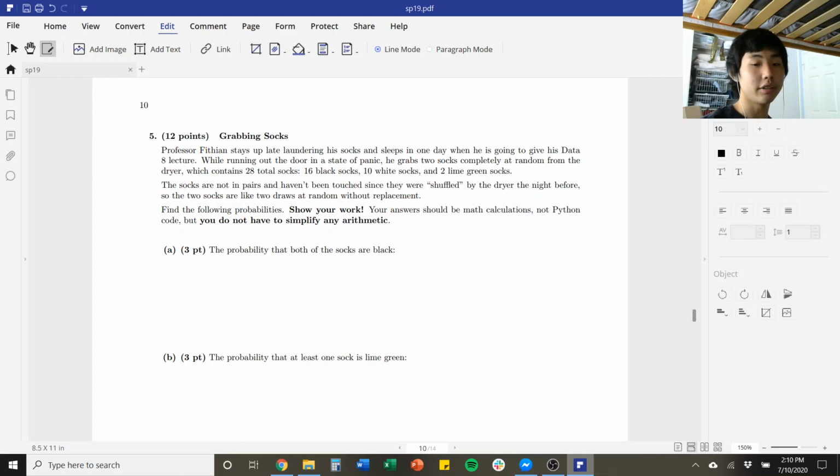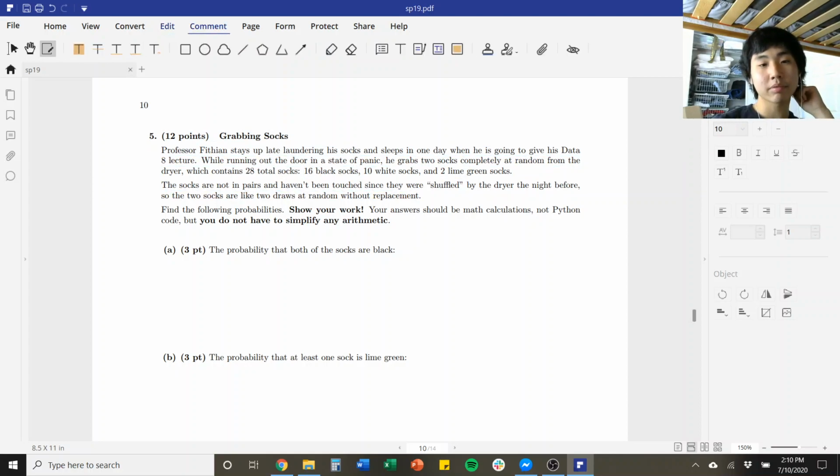So part A is, what's the probability that both of the socks are black? And one other note is that it says that we're taking 2 draws without replacement. So we don't put the sock back and then grab another one, we just take 2 out. Okay, so part A is, what's the probability they're both black?